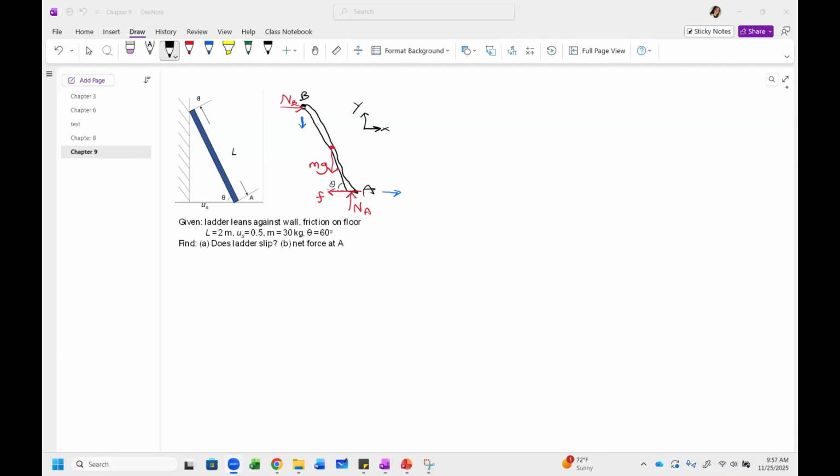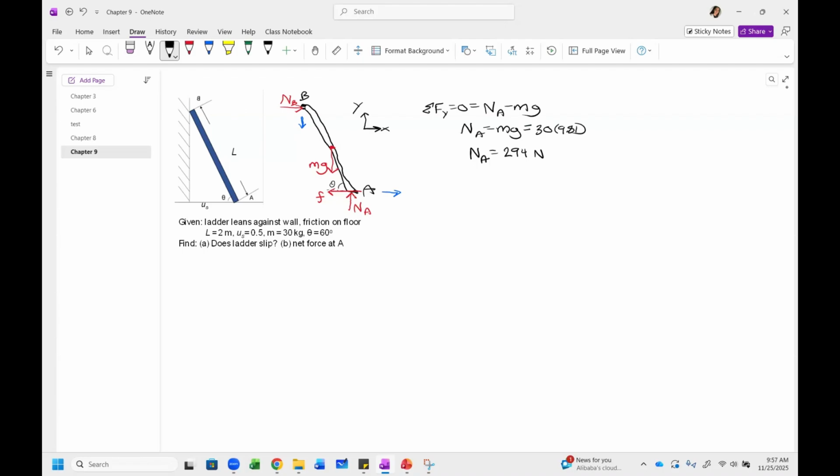We can get the force at A, and then from A, we can find our max friction. So we'll say sum of the forces in the Y direction equals 0. And this normal force at A has to oppose the weight. So we have NA pointing up, mg points down, normal force at A equals mg, which equals 30 kilograms times 9.81 meters per second squared. And then normal force at A equals 294 newtons.